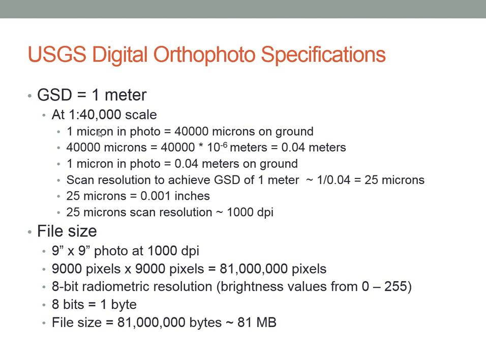You can review the calculations here on your own to see how the scan resolution of 1000 dpi, or 25 microns, was determined. At 1000 dpi, one 9-inch by 9-inch aerial photo should produce a file of approximately 80 megabytes at 8-bit resolution. At this radiometric resolution, brightness values, or gray values, for each pixel range from 0 as pure black to 255 as pure white.